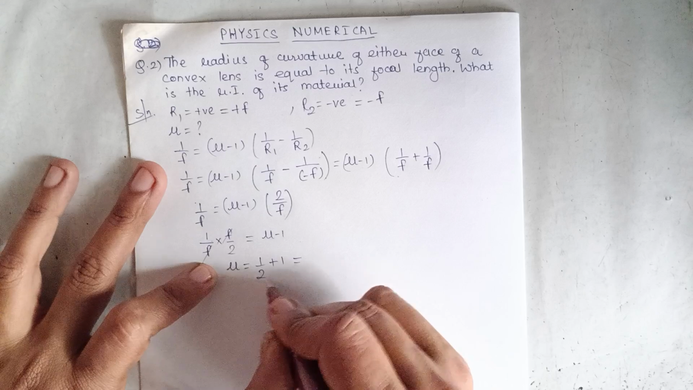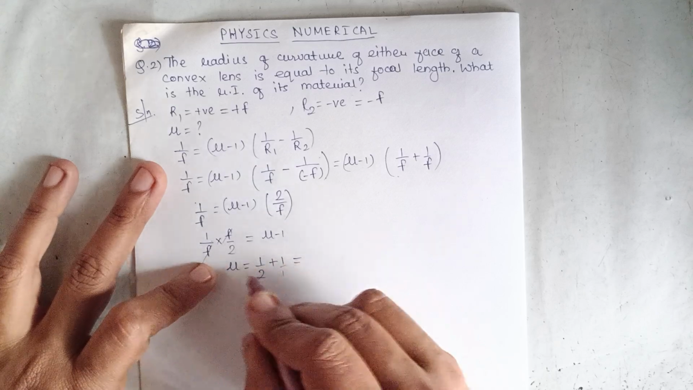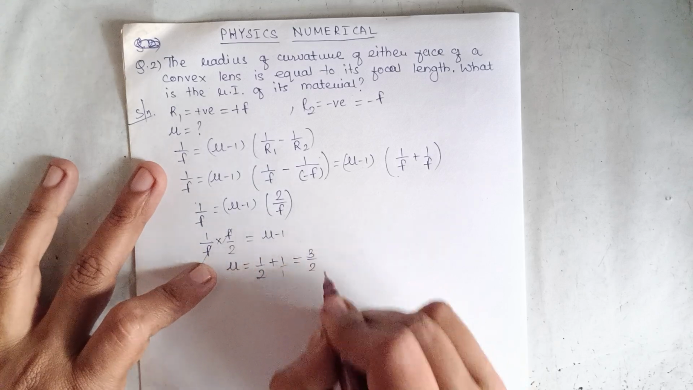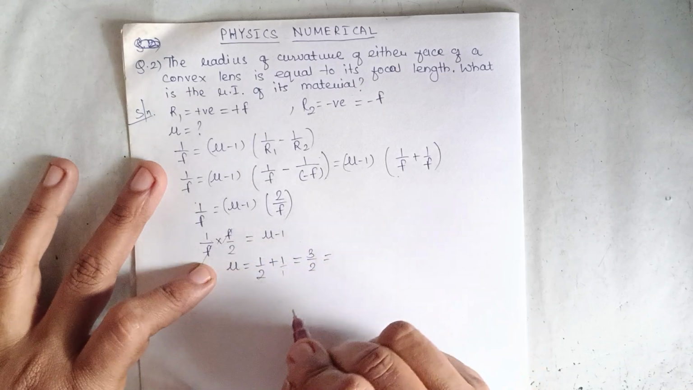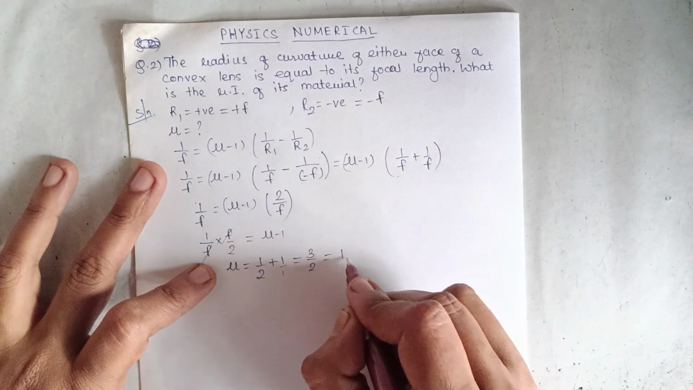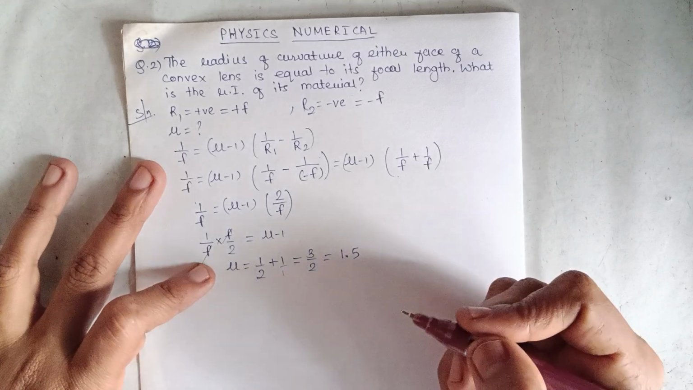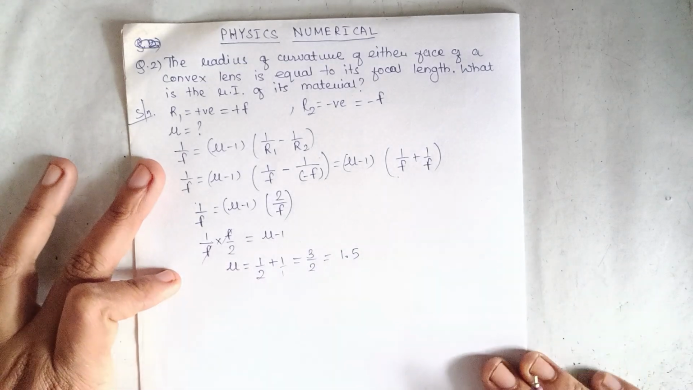So cross multiplying you will get 3 by 2, and 3 by 2 is 1.5. So the refractive index is 1.5.